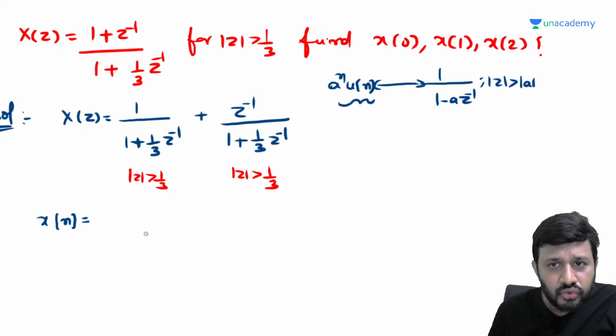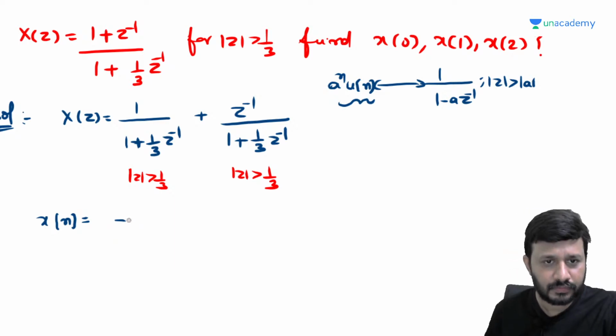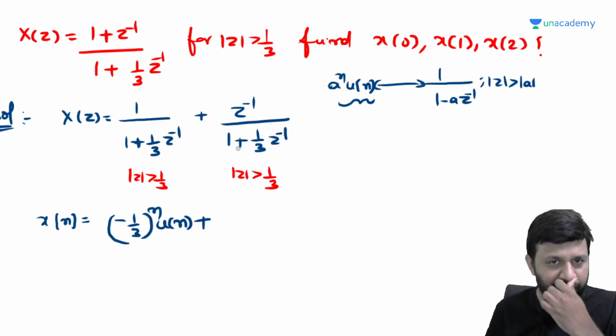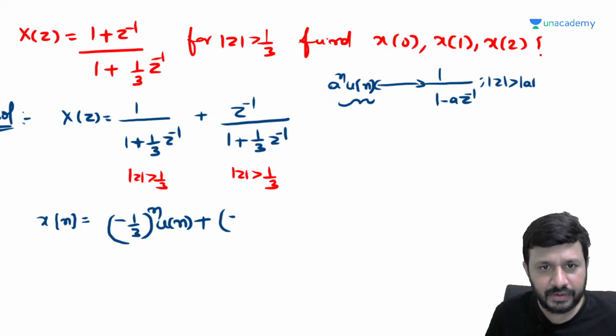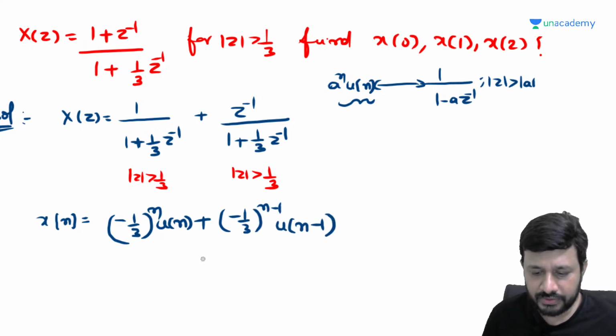So minus 1 by 3, minus a power n, minus 1 by 3 whole power n u of n, and use the shifting property. Z power minus n naught into X of z gives x of n minus n naught, so minus 1 by 3 whole power n minus 1 u of n minus 1.